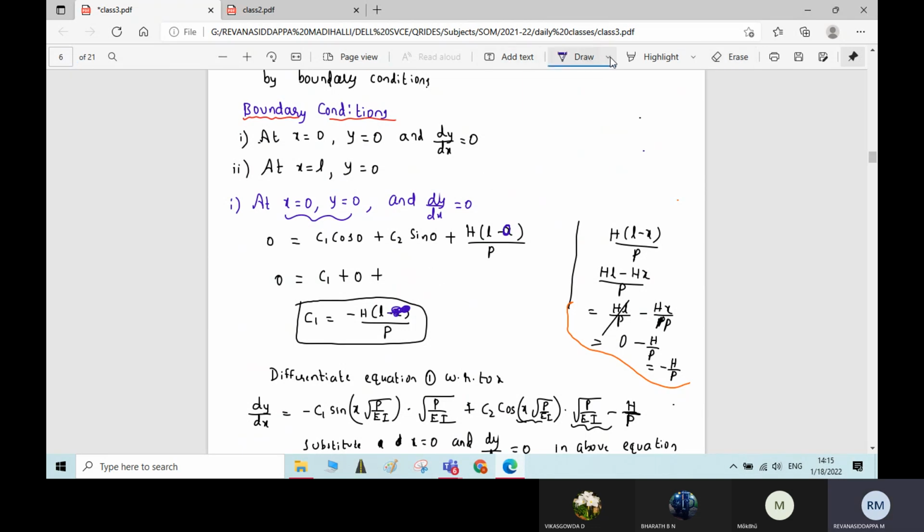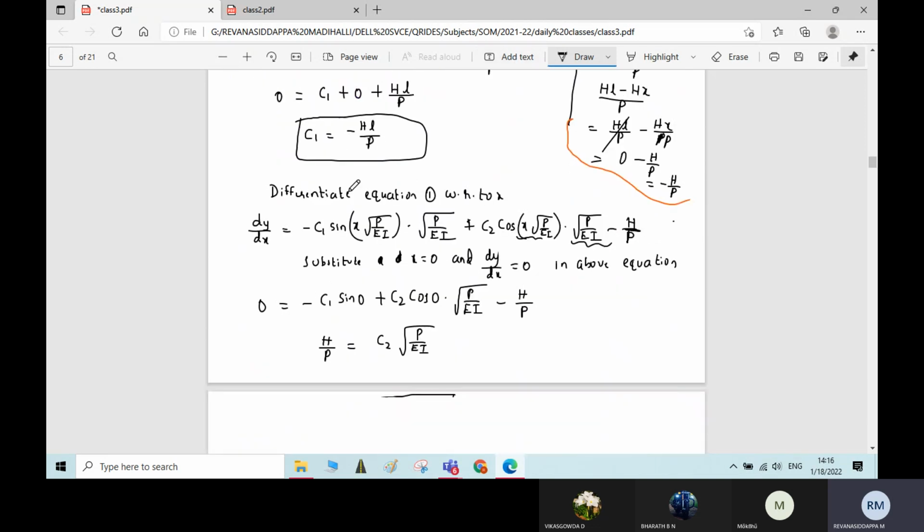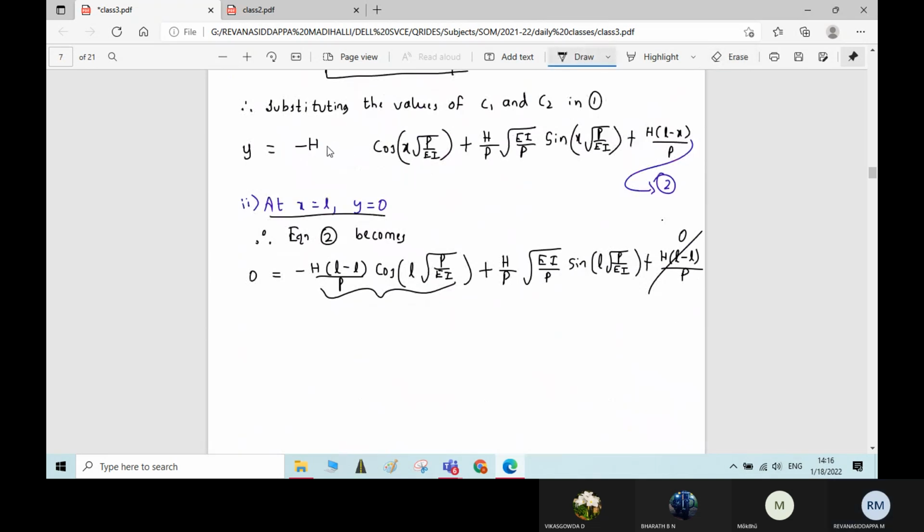So while substituting x equal to 0, I had not substituted it, that's why I had carried forward the value of x. So L minus 0, so h into L by P. So this term is minus HL by P, and C1 is here minus HL by P. Let me just rewrite it as minus HL by P.